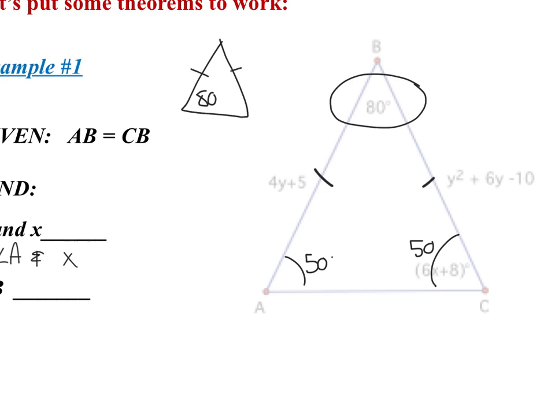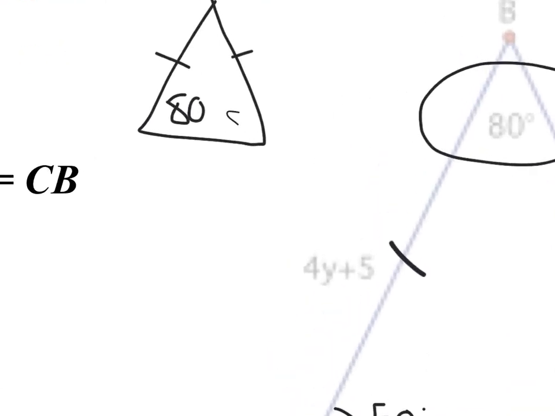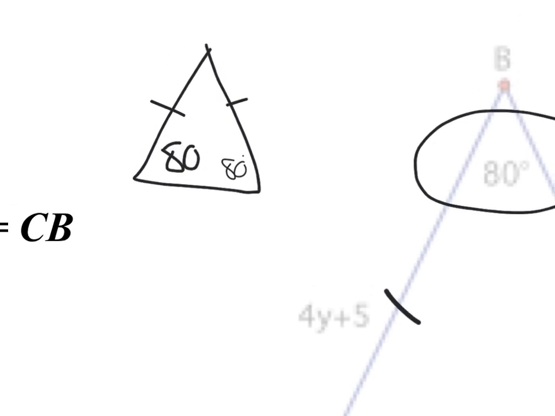If these were my congruent sides, then I know if this is 80, then this angle has to be 80. What do those two add up to? 80 plus 80 is 160. What's left for the vertex angle? 20 degrees.